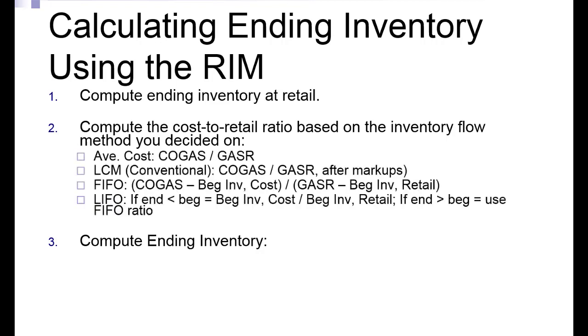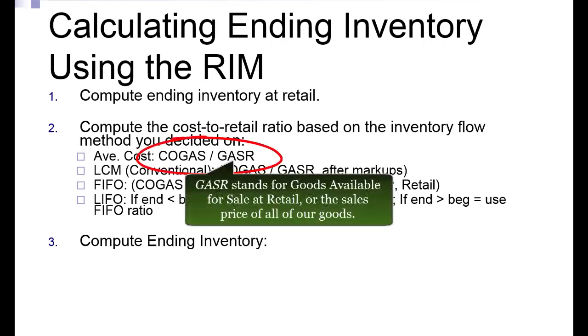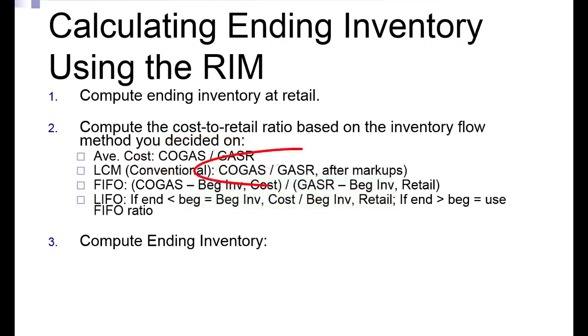So if you want to use your average cost method, then you take the cost of goods available for sale and you divide by goods available for sale at retail. And we'll see those numbers here in a minute. If you want to use lower of cost or market, my ratio will be cost of goods available for sale divided by goods available for sale at retail after the markups.